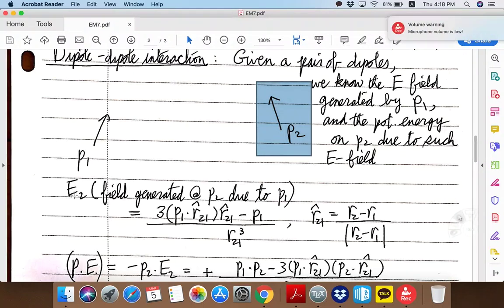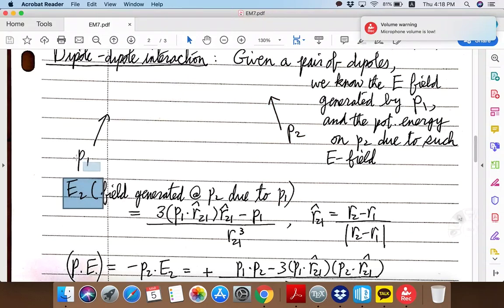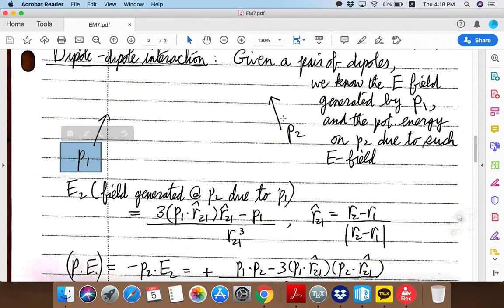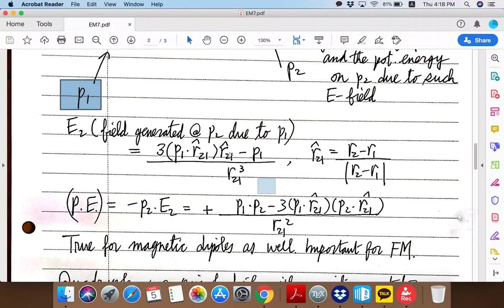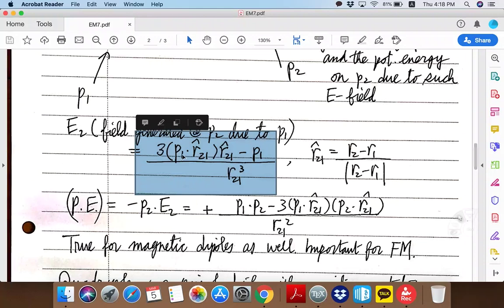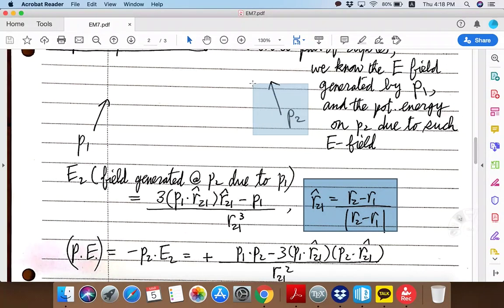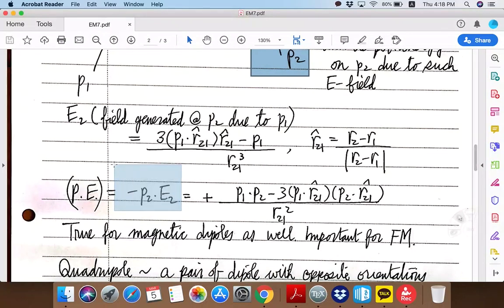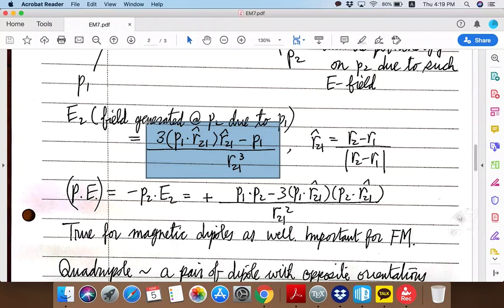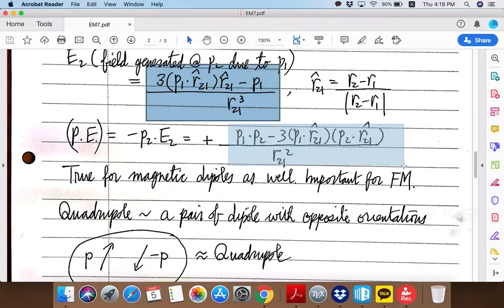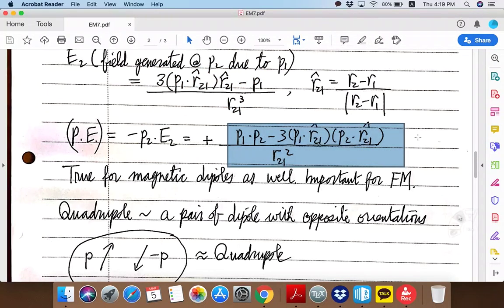First of all, we know that the field generated by the first dipole here at the location of the second dipole will be given by this form. Here we have the dipole moment of the first dipole P1 showing up, and R21 is just the separation between the two locations, divided by its length. Secondly, the potential energy felt by the second dipole is given by this formula that we just derived. So all we have to do is take an inner product of this thing with P2 and put a minus sign in front. And that will give us this form as a final result for the interaction energy between a pair of dipoles.